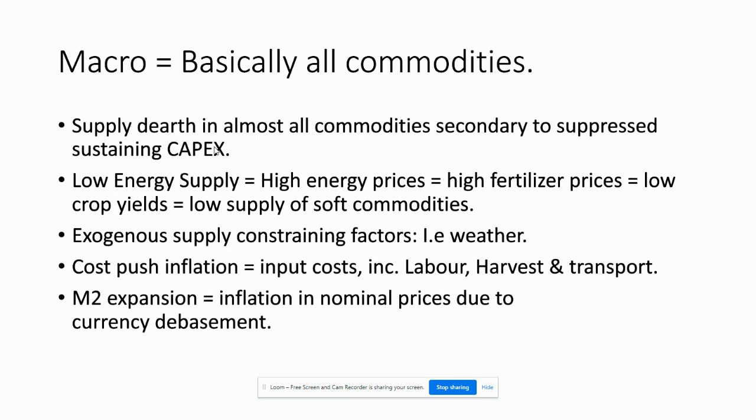Exogenous supply constrained factors like weather. Okay, now that obviously plays a huge part in terms of crop formation. Brazil's had some bad weather over this year and last year, so we're going to talk about how that might affect this particular commodity. And cost push inflation. So you've got supply being disrupted, so we have less of the commodity available.